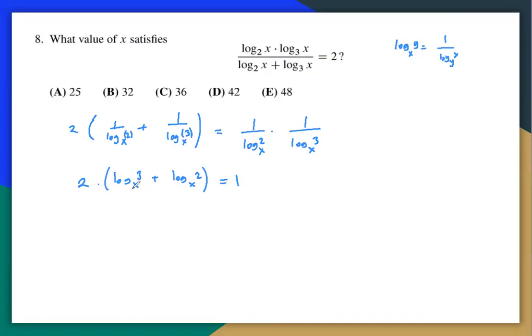Now we can combine these two because they have the same base. So that should be log base x of 3 times 2, which is 6. And then I can divide by 2, so that should be 1 over 2. Now if you convert this into exponential form, you get x to the 1/2 is 6. If you square both sides, you get x equals 36. So that was the first problem in terms of logarithm.